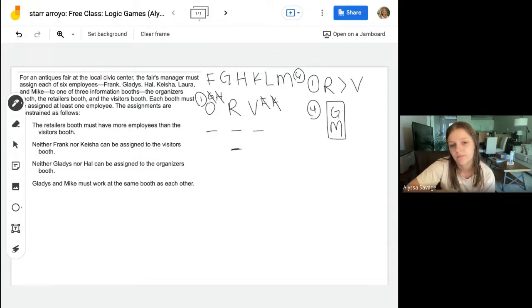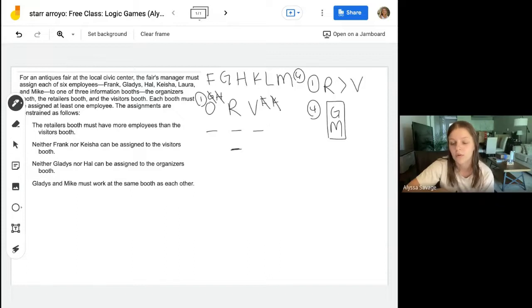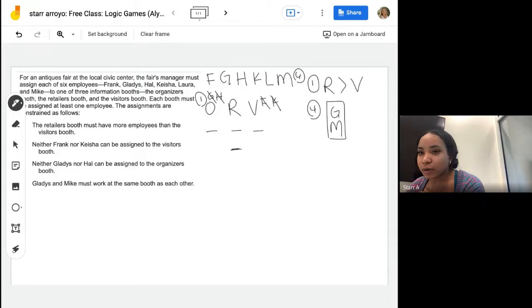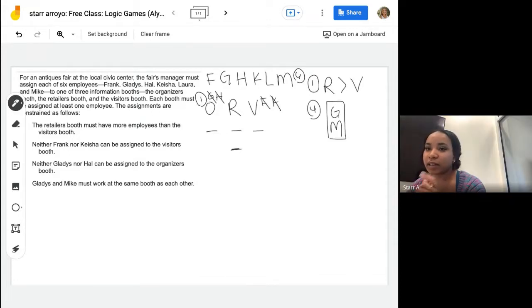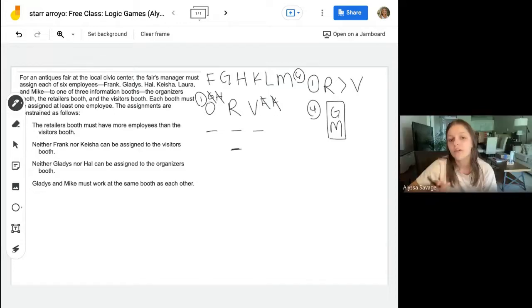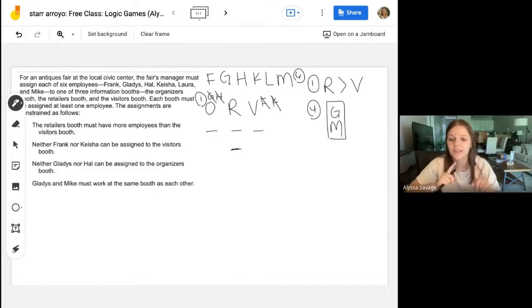I would say R. Could go into R. Where else could it go? Into O. Can it go into O? Oh wait, no, because it needs to have both of them. So, well, it needs to have both of them, but who can't go into O? G. Yeah. So we have G duplicating itself or being mentioned in both rules.